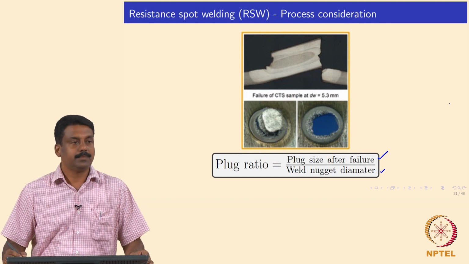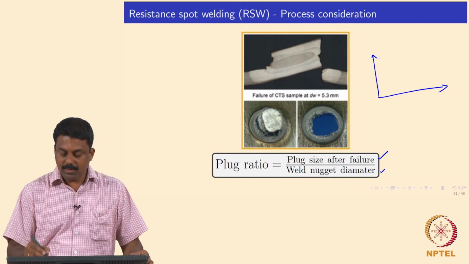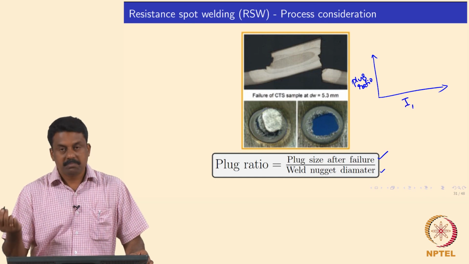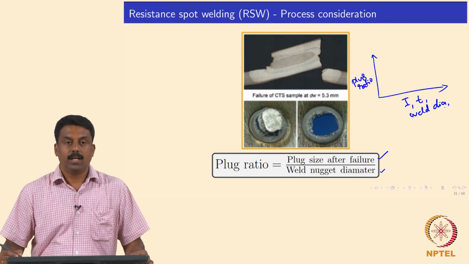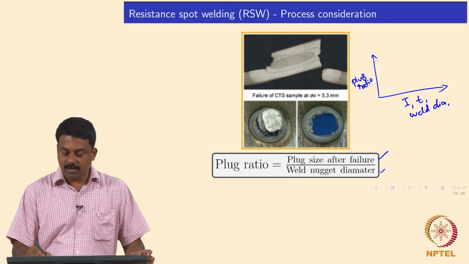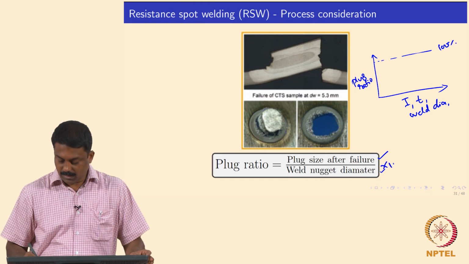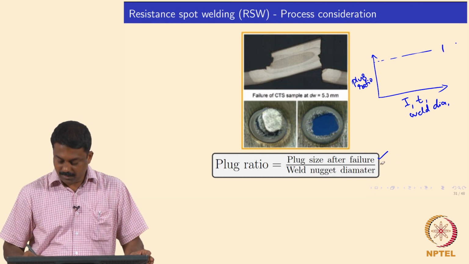Right. It is clear. And then we can plot plug ratio as a function of weld nugget diameter, or even current, or time. Then identify if our plug ratio is always 100%. So, times 100, or 1 according to this equation.